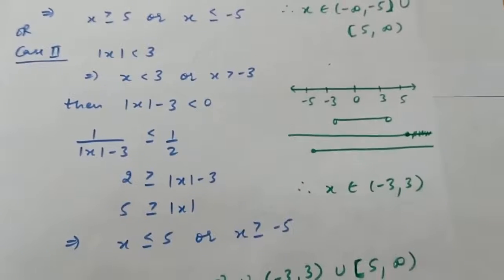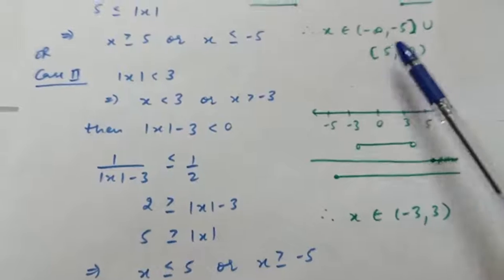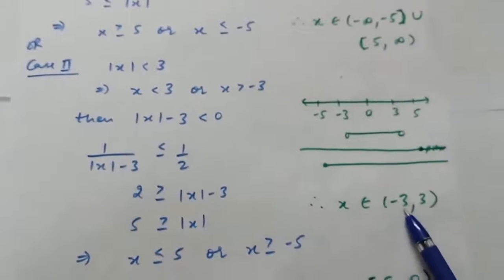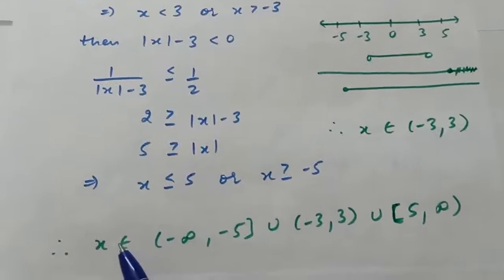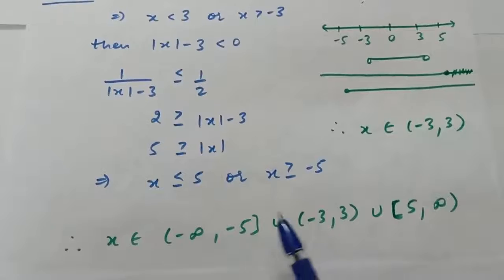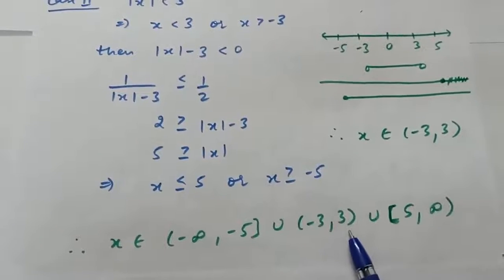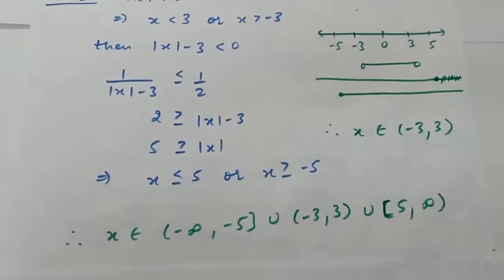Now we have two cases, right? First has this as the answer, second has this as the answer. So you will take the union of these two. So the final answer will be that x belongs to minus infinity to minus 5 union minus 3 to 3 union 5 to infinity. Clear?